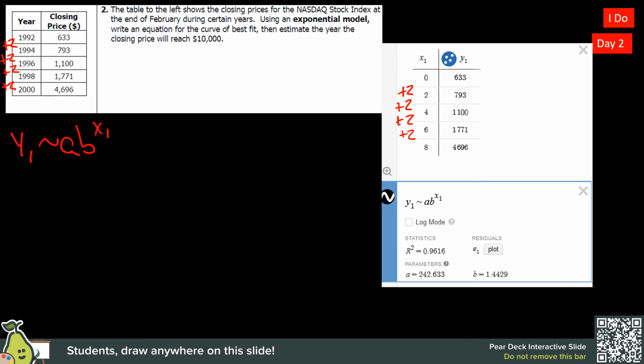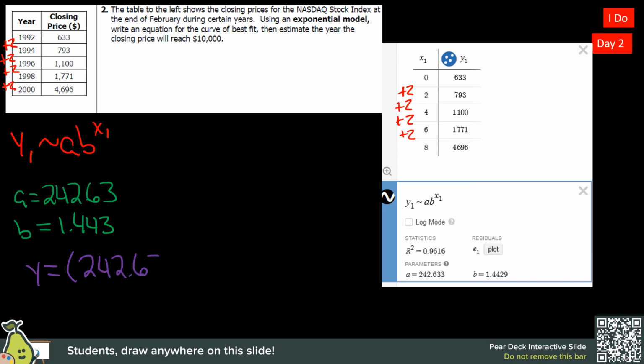And then the y inputs stay the same. So again, with years, you cannot put 1992. You cannot put any years at all. You have to start off at 0 and then count based off the changes in the table. And so what happens here is we see that we get a equals 242.63 and b equals 1.443. So that means that our equation would be y equals 242.63 times 1.443 to the power of x.